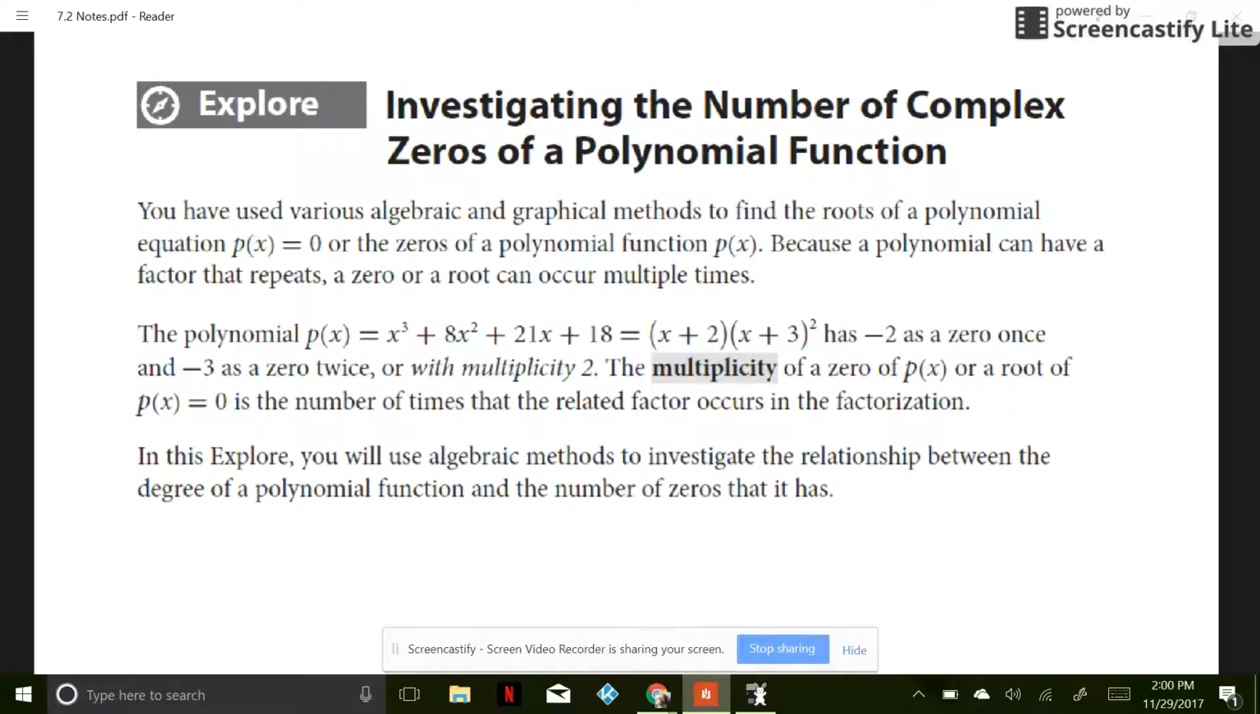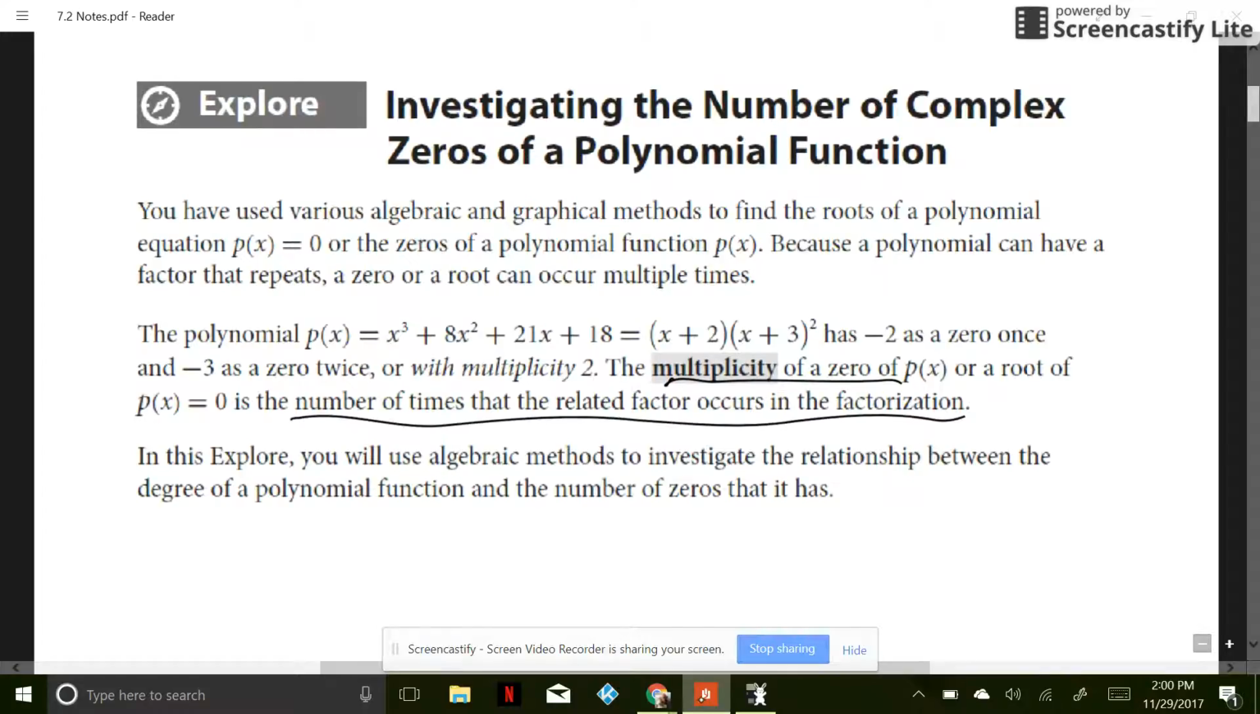Because a polynomial can have a factor that repeats, a zero or a root can occur multiple times. If a root occurs multiple times, it has a multiplicity. The multiplicity of a zero is the number of times the factor occurs in the factorization. So here we have (x + 3) squared, which means it has a multiplicity of 2.